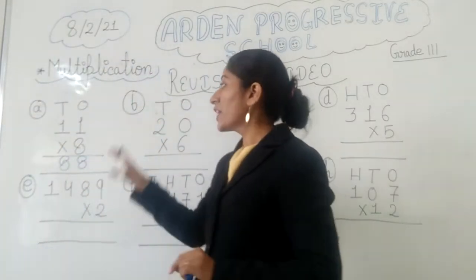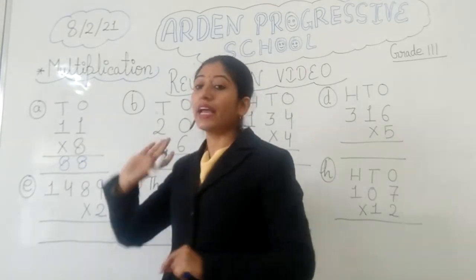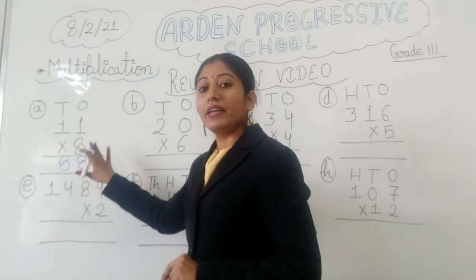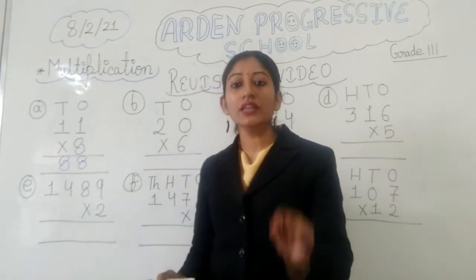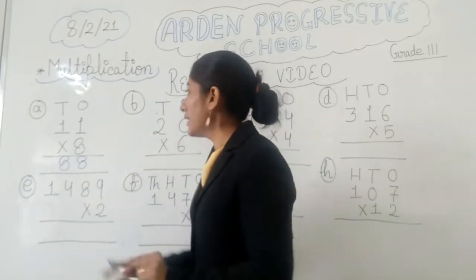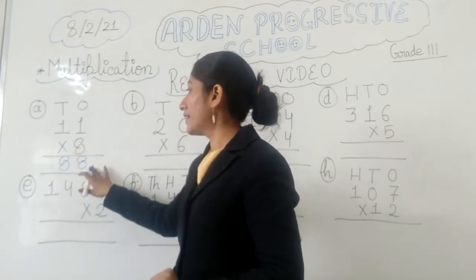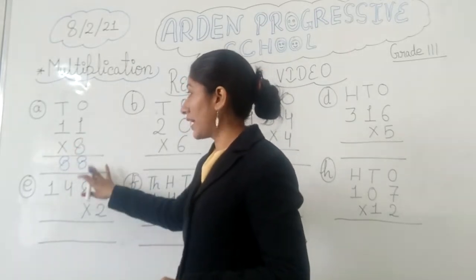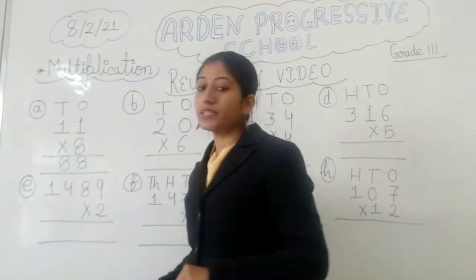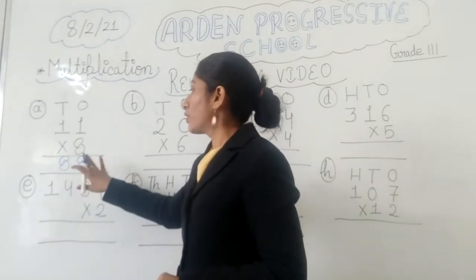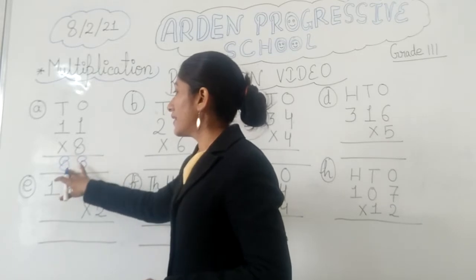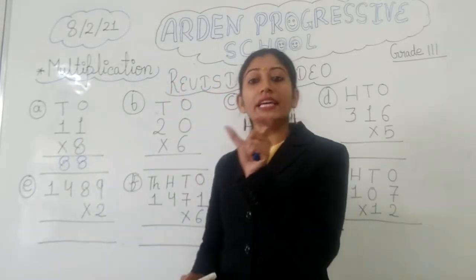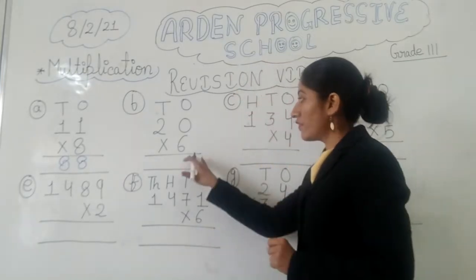We know whenever we multiply any number by 1, we get that number as it is. So 8 into 1 is 8 and 8 into 1 is 8. So what is the answer? 88, because one 8 is at the ones place and another 8 is at the tens place. So when we read this, it will be 88. Now let's solve the next one.